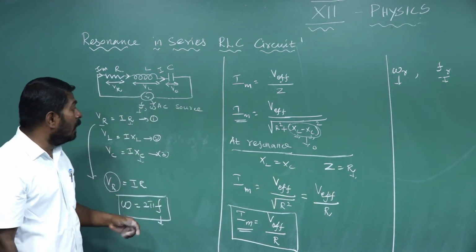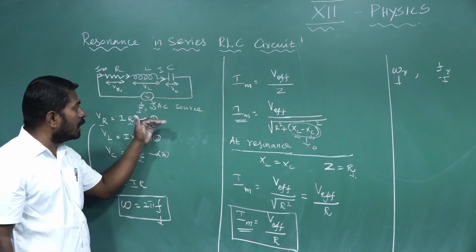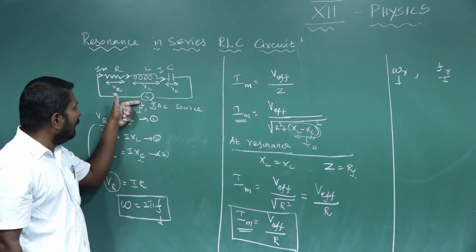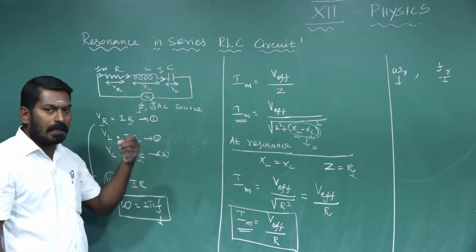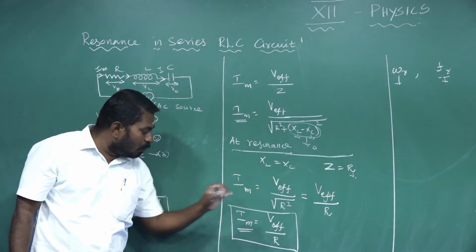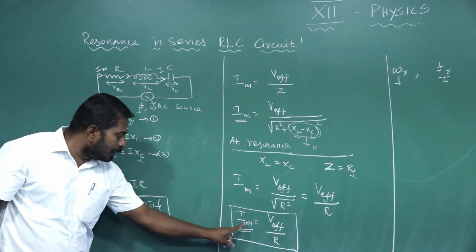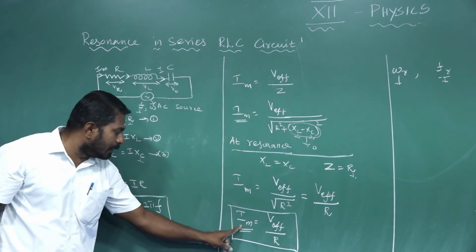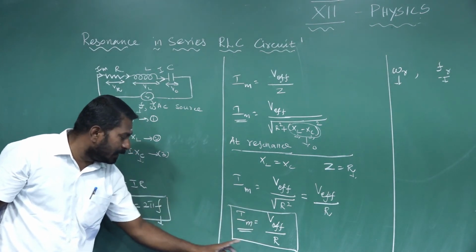At that moment, applied voltage and applied current are in phase with each other. In an AC circuit containing a pure resistor, applied voltage and applied current are in phase with each other. Phase angle between applied voltage and applied current is 0 degree. So impedance is minimum. What happens to the current through the series RLC circuit at that particular frequency Fr, correspondingly angular frequency omega R? Current is maximum. That current is Im, which is equal to V effective divided by R.